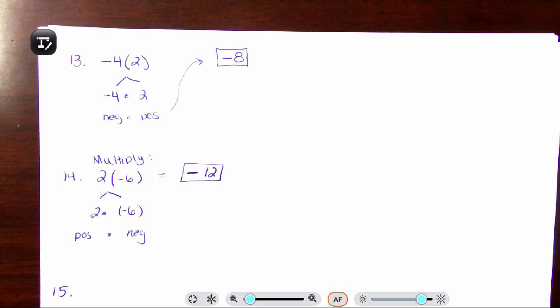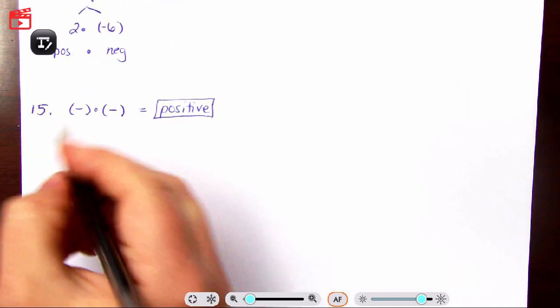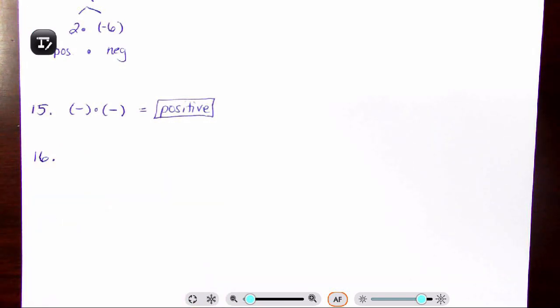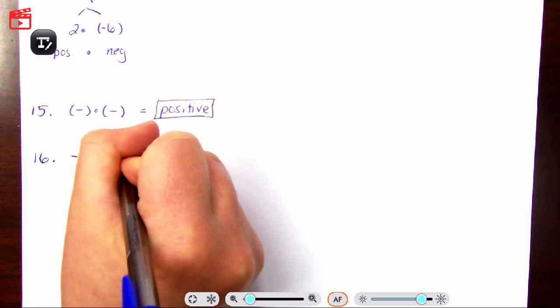15. When multiplying a negative times a negative, the answer will always be positive. So make sure you know that. If they are the same sign, if they're both positive or both negative, you will have a positive answer. Number 16. Number 16 says negative 5 and minus 5.